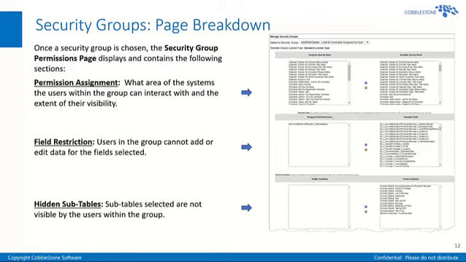So the first area that is absolutely required is this first set of boxes, permission assignment. To which areas of the system are the users able to access? Where can they interact with the system, and what is the extent of the user's visibility? And just like in most of the areas on this page, we've got a big long list on the right-hand side. We'll select them, click the blue arrow once we've found the ones we want, and move them over to the left. Now, this list can be really long.